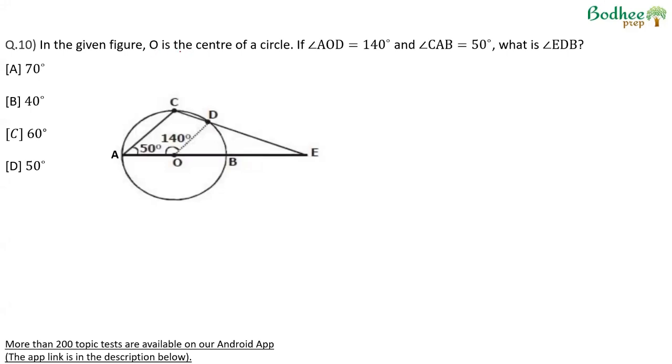In the given figure, O is the center of the circle. Angle AOD is 140, angle CAB is 50. We have to find angle EDB. So let us join DB first. This is the angle to be found.